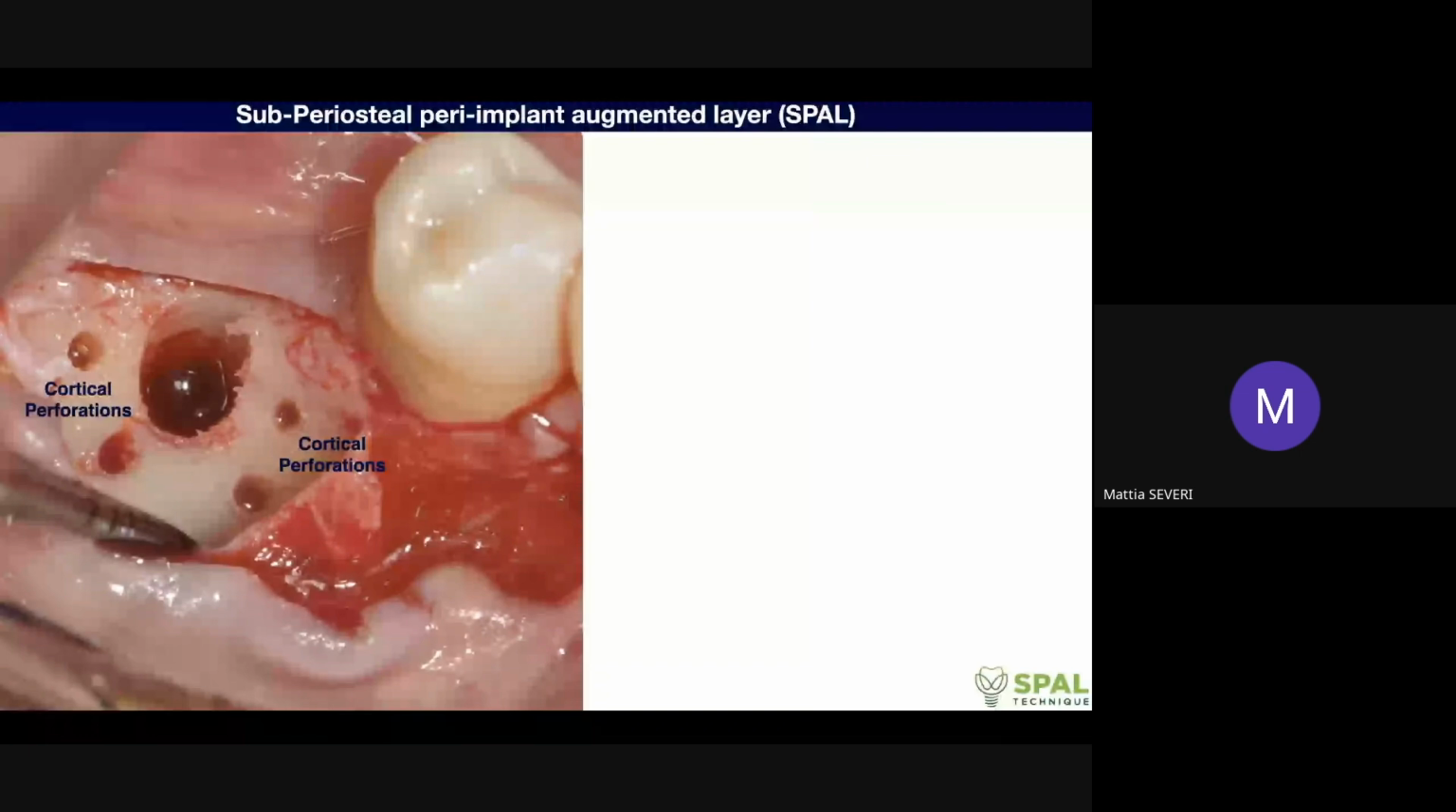The implant site is prepared, and as I told you before, we perform the cortical perforation before placing the implant in order to be free to invade the bone medulla without the risk of touching the implant or without the need for doing perforation far from the implant site.